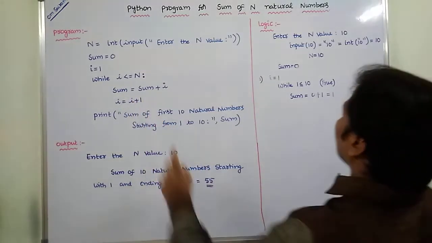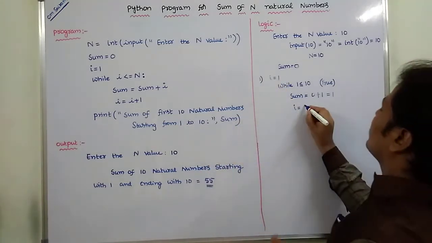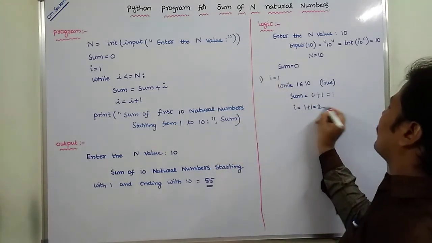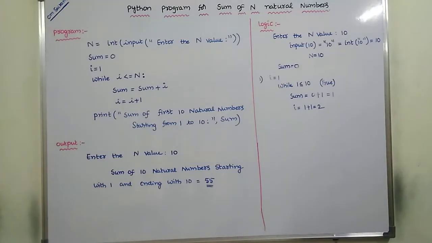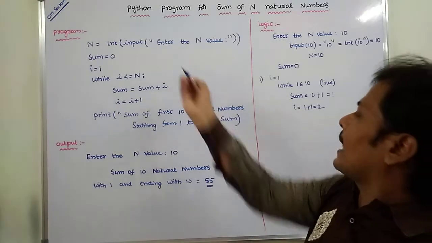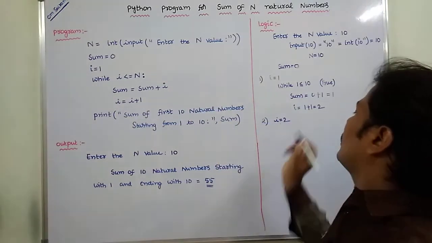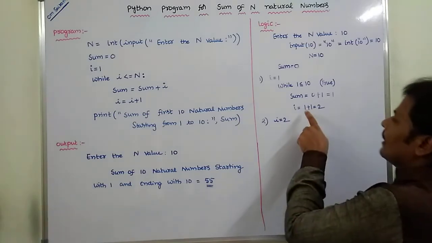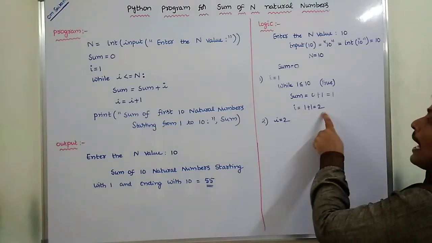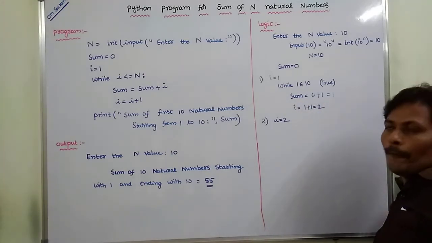Next, I is equal to I plus 1. I value is 1, so 1 plus 1 is equal to 2. So this is the first iteration. Now go to the second iteration. Now I is equal to 2, because in the previous iteration I is equal to 2 and the sum is equal to 1.